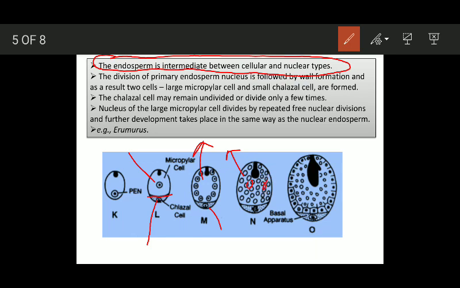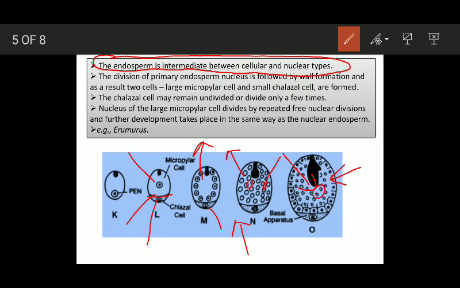These free nuclei move towards the periphery, and ultimately cell wall formation takes place first towards the periphery, and then this cell wall formation proceeds towards the center, and ultimately the whole tissue becomes cellular. Why is this type of endosperm formation intermediate? Because here you can see this is just similar to the cellular endosperm formation, and this one, formation of a large number of nuclei, is similar to nuclear endosperm formation.